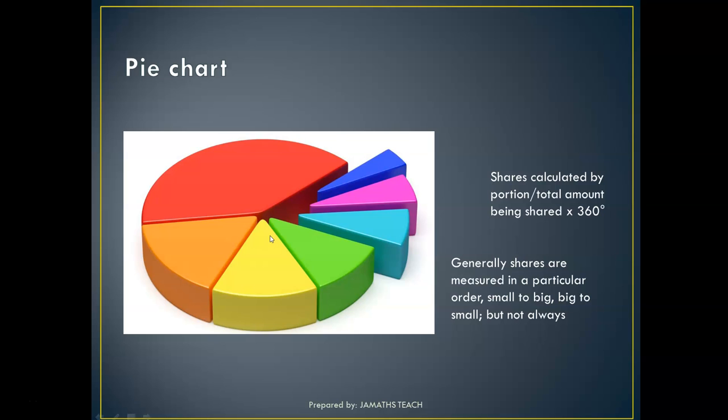Generally, shares are measured in a particular order. We can go from small to big or big to small, but not all the time. Not everybody does it, right? So if you look at this pie chart, you'd see that they're in order of size. If we're going from this red sector here, then it would mean that we're going from big to small. If we're starting at the blue in a clockwise direction, that would show that we're going from small to big.